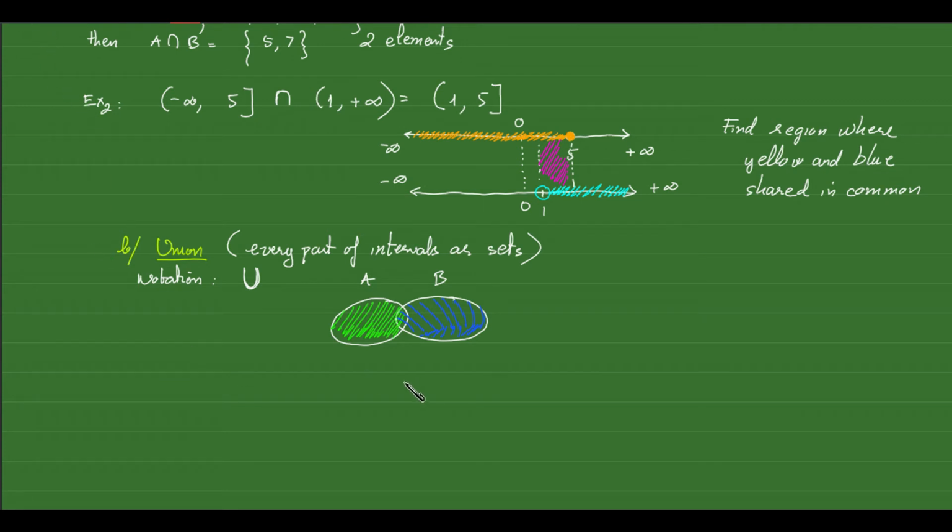We care about everything. So the union between A and B will be everything you said. And everything you said is also a set. So union is also a set. All right.